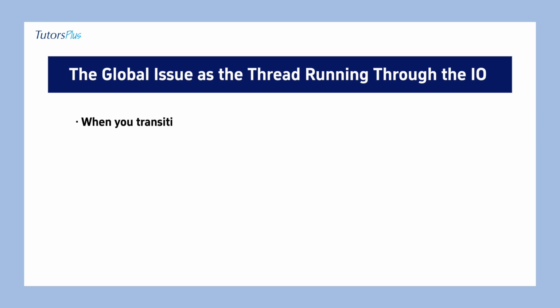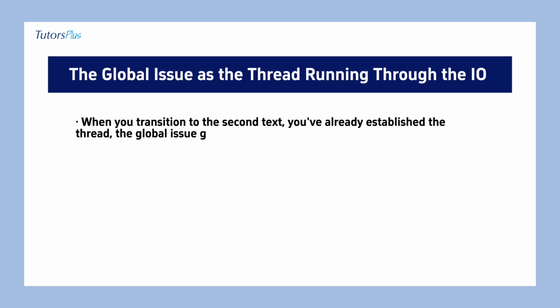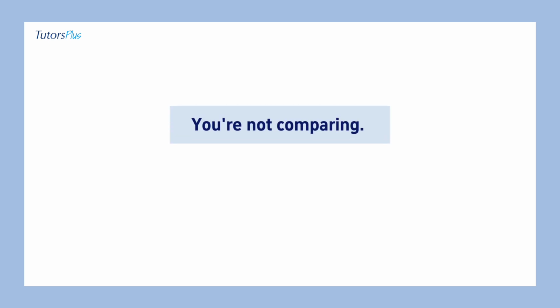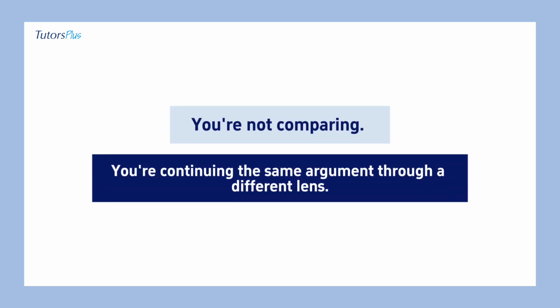And when you transition to the second text, you've already established the thread. The global issue gives you that clean pivot. It makes it easy to flow from one point to the next. So while the first text reveals the personal impact of control, the second highlights how that same issue operates at a systemic level. That's how you create the flow. You're not comparing, you're continuing that same argument through a different lens.